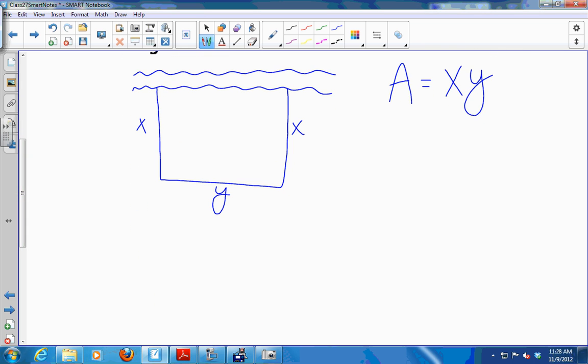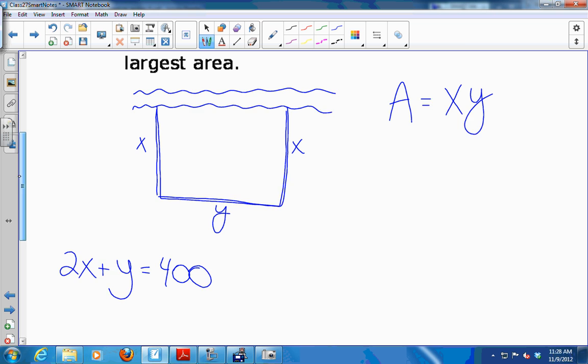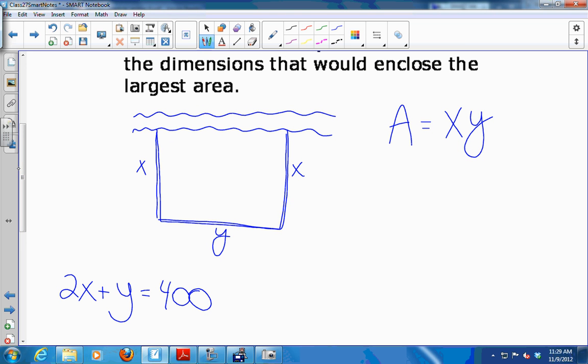So that means that when I add up all the fencing that he used, x plus y plus x, I should get 400. So 2x plus y gives me 400. And then the question asks me about maximizing area, right? It says, what are the dimensions? What should I make x and y to make the largest area corral?